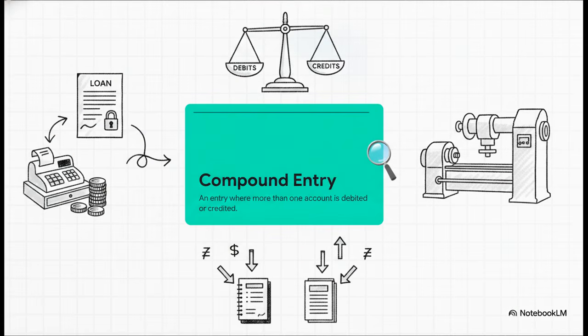Now, sometimes the real world is a little messy, resulting in what we call a compound entry. This happens when a single transaction impacts multiple things at the exact same time. Like, let's say you bought a piece of machinery, but you paid half in cash and took out a loan for the other half. Because more than two accounts are moving, you'll have an entry where more than one account is debited or more than one is credited. But don't sweat it, the total debits will always perfectly equal the total credits.